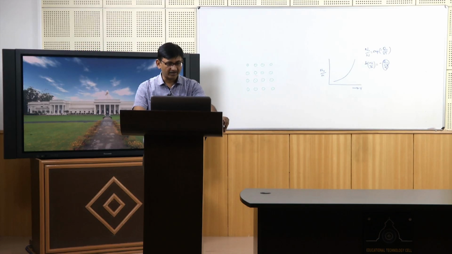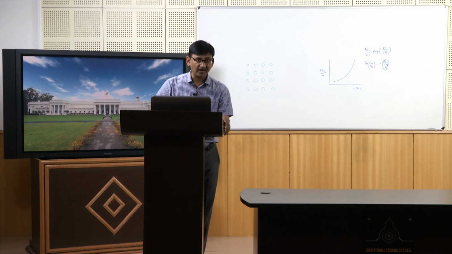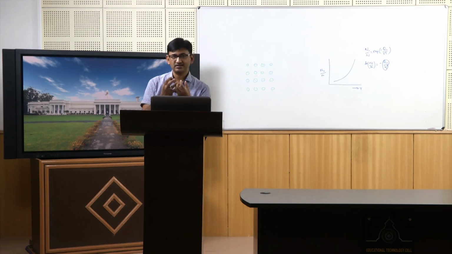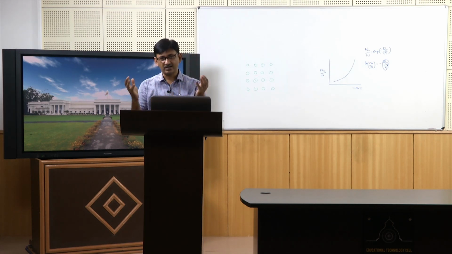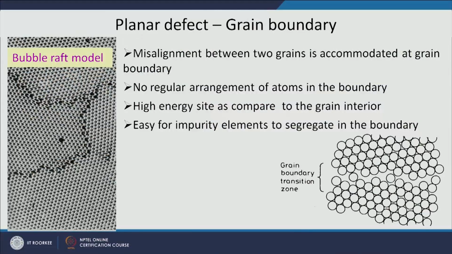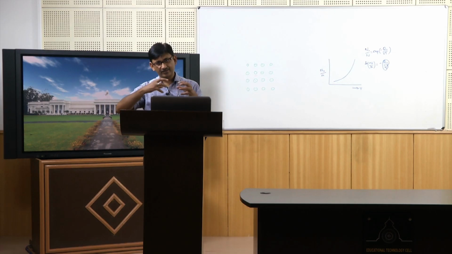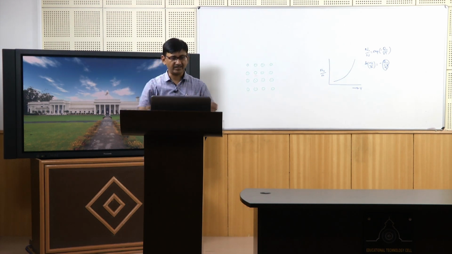Okay. A nice kind of analysis people have done about grain boundaries is by this bubble raft model. Bubble raft means these are soap bubbles which are arranged in a 2-dimensional area or space, and those areas are photographed. You can see that in these bubbles also there will be a nice arrangement, and suddenly somewhere the arrangement will break and the next arrangement will start.